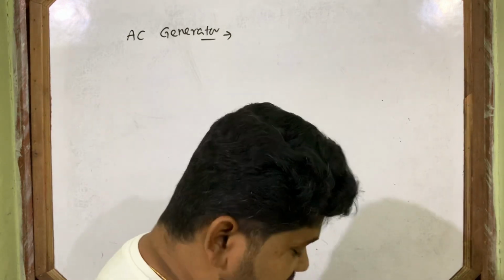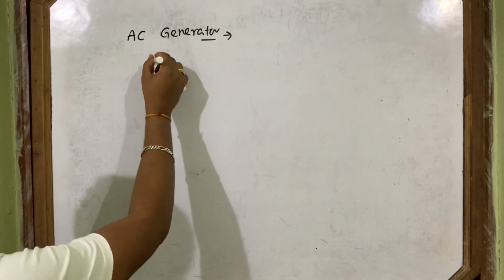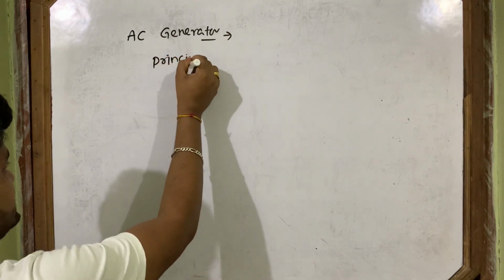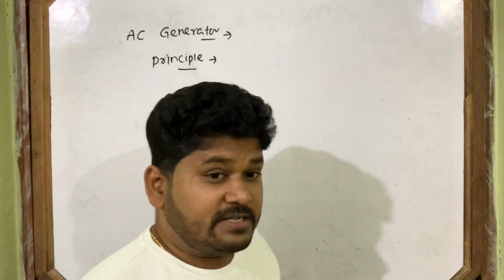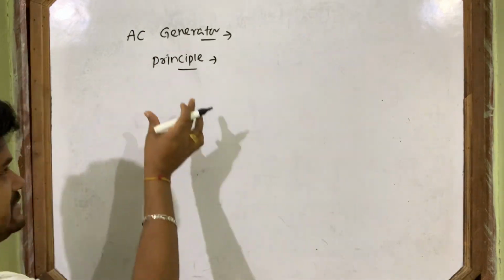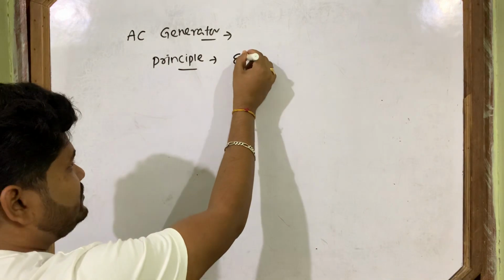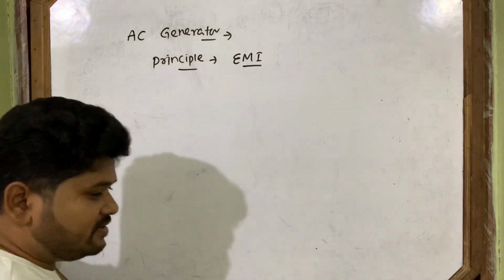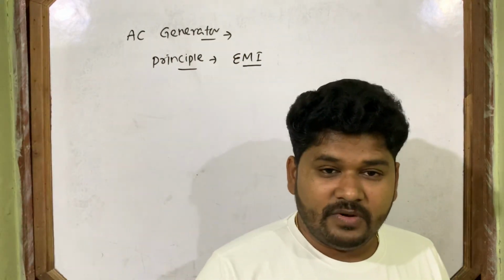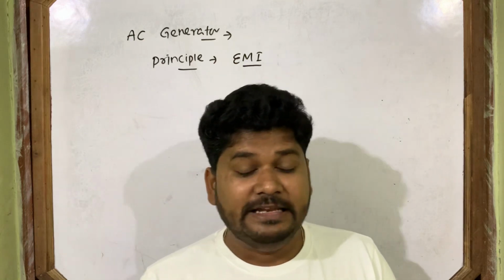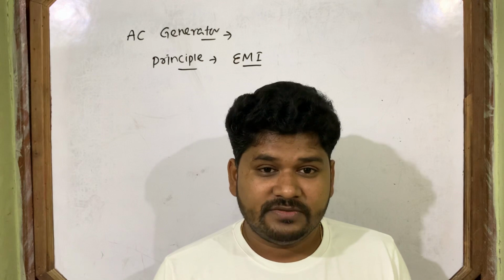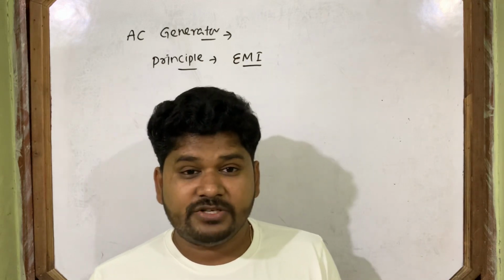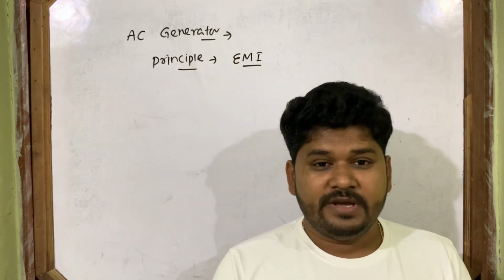So what is the principle of this device? What is it we discussed? Its principle is electromagnetic induction, Faraday's law. Whenever the magnetic flux linked with a coil changes, EMF is induced. This is the principle. Magnetic flux will change, so EMF is induced.